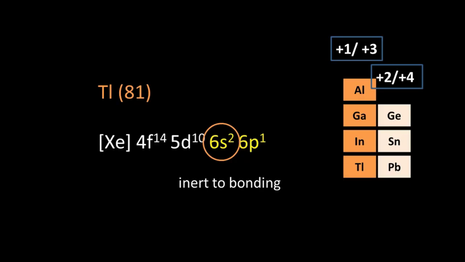So this is what we call the inert pair effect, right? So in thallium, it's very difficult to make thallium +3. We can only take out one electron from the 6p orbital, so thallium +1 is more common. Similarly for lead, lead +2 is more common compared to lead +4.